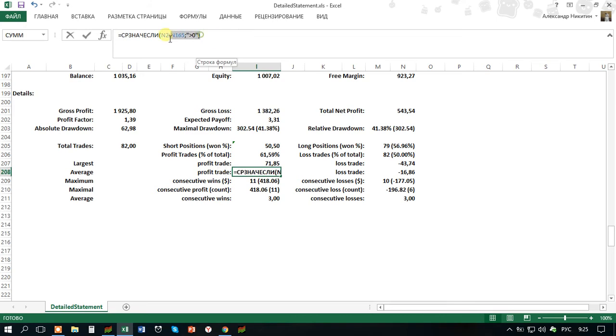And let me copy the formula. For the loss trades, it will look almost the same, but it should be less than 0.